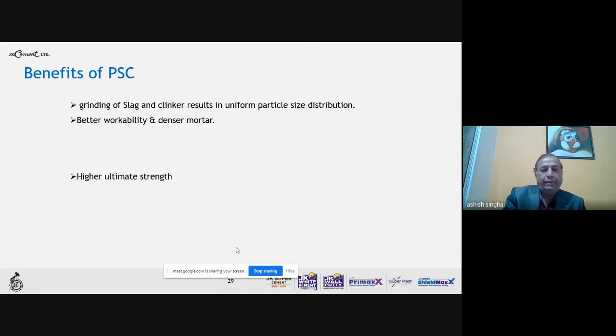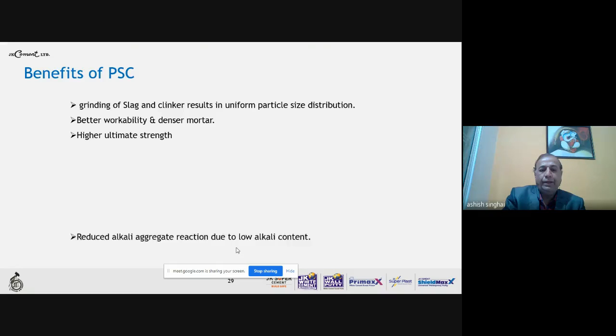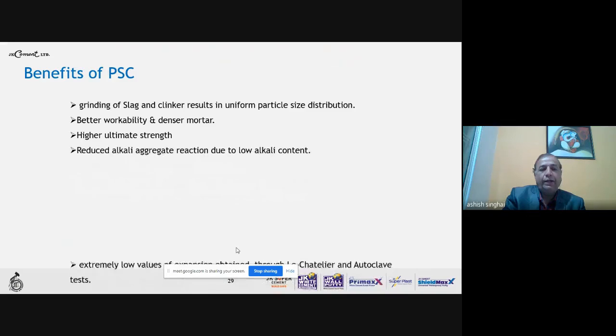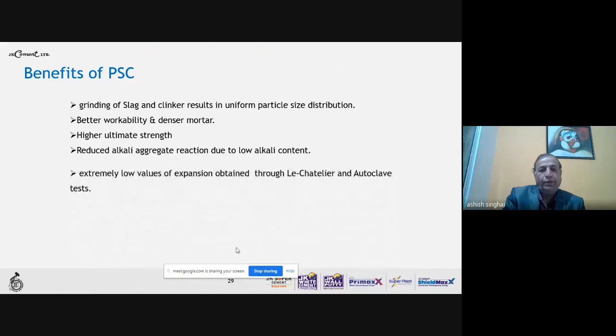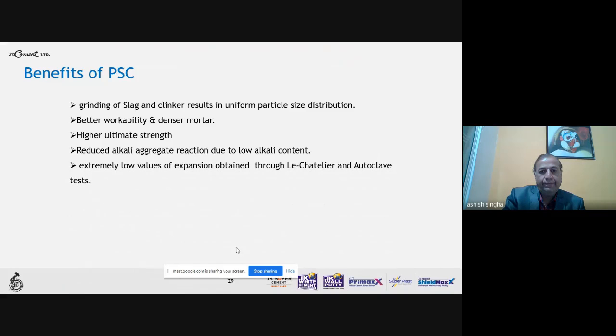So as I mentioned, all the blended cements, whether Portland Pozzolana or Portland Slag cement, have wonderful benefits. Not only do they give very good workability, but the density of mortar is also increased, strength is increased, and we have better resistance against all the chemically aggressive contents.